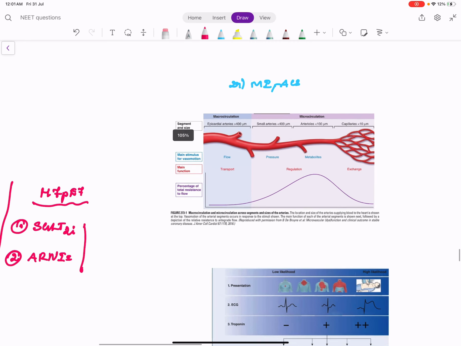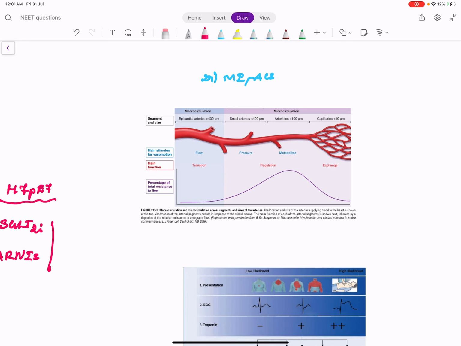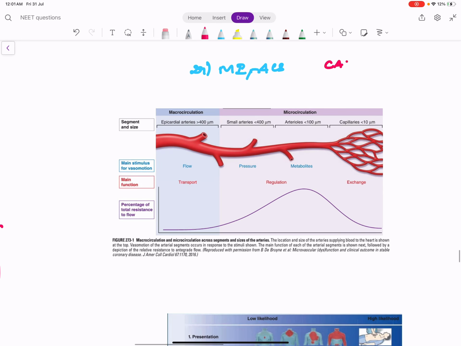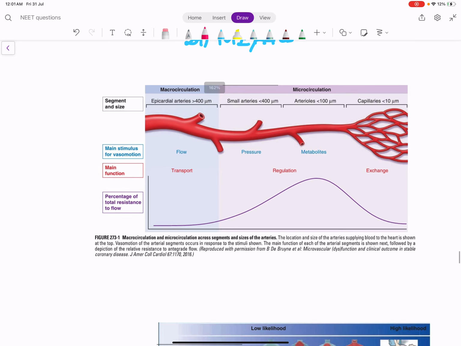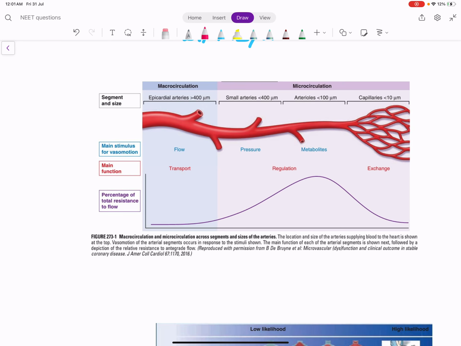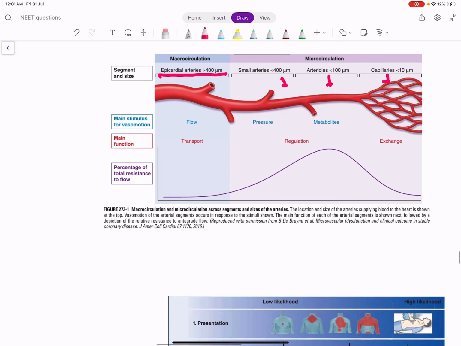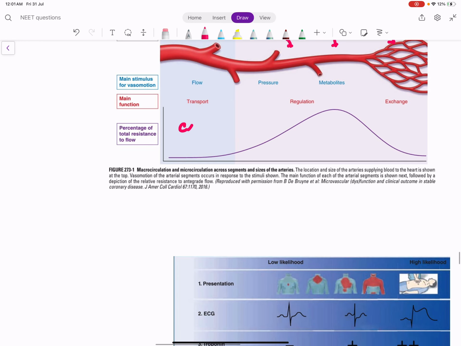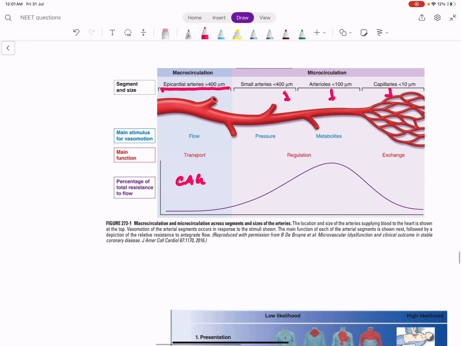Now coming to myocardial infarction or coronary artery disease. So this is the blood supply of the heart. Actually, it starts from epicardial arteries. They are the largest arteries. They divide into small arteries, arterioles and capillaries. What is visualized in coronary angiography is actually the epicardial vessels. But the epicardial vessels have the function of only transport. What is not visualized in coronary angiography is the coronary microcirculation.